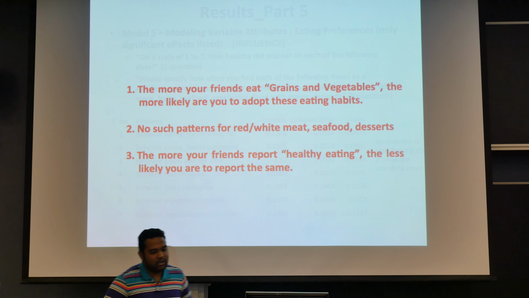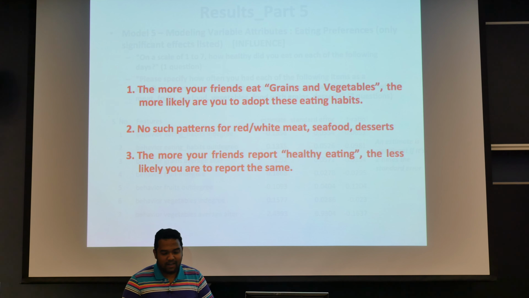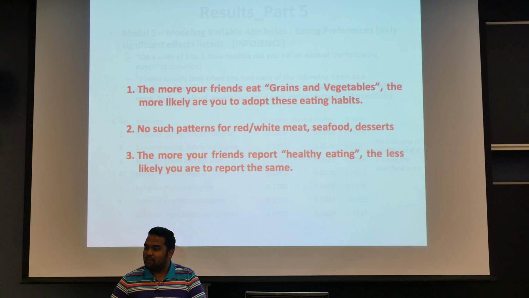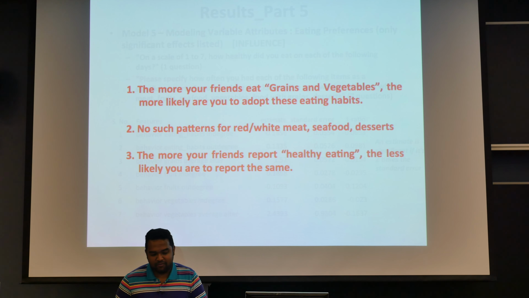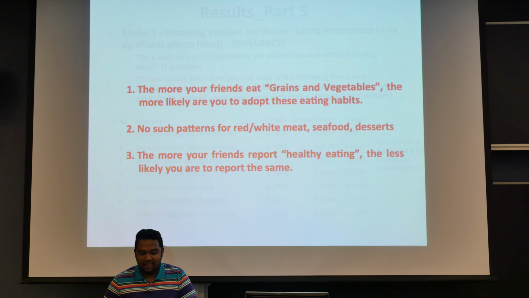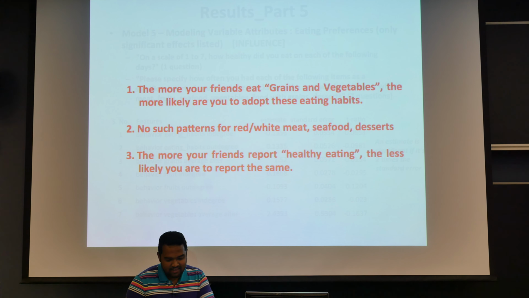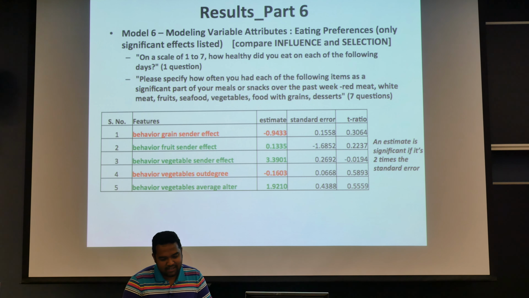And finally, we look at eating habits. This is the final social influence effect. You find that the more your friends eat grains and vegetables, the more likely you are to adopt these eating habits. But this effect is not significant for meat and seafood and desserts and stuff like that, which not everyone might prefer. Interestingly, we also find that the more your friends report healthy eating, the less likely you are to report the same. So the perception of what is healthy might be different for different people, and that explains the negative effect for healthy eating.